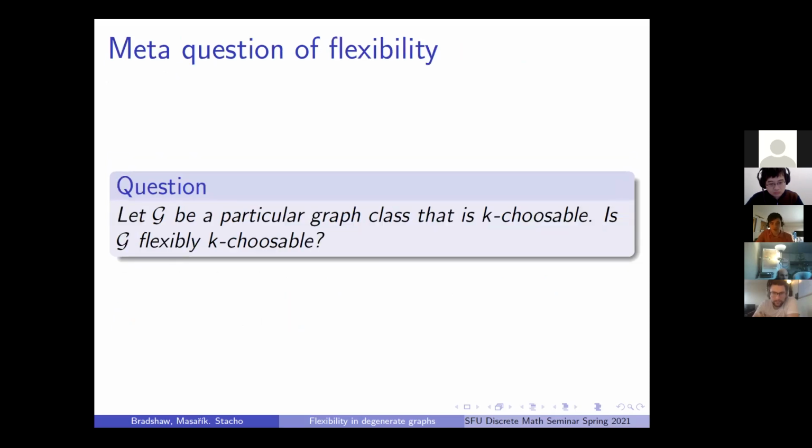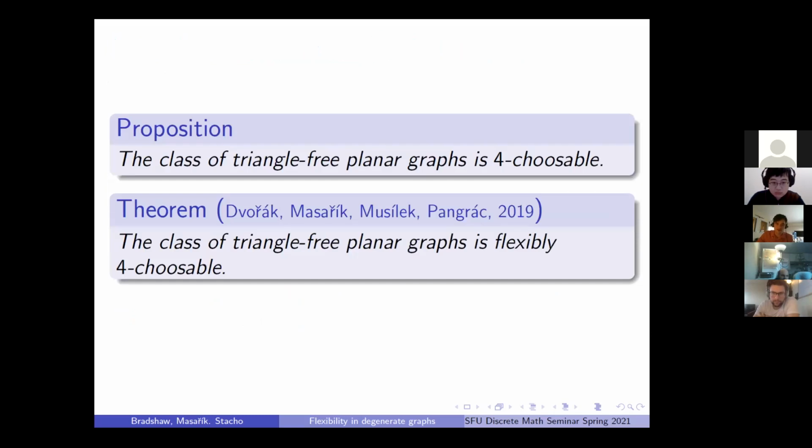Okay, so with that definition in place, now I can introduce what we call the meta question of flexibility, which asks, if G is a graph class that is known to be k choosable, is that graph class also flexibly k choosable? And this question is interesting because sometimes the answer is yes, and sometimes it's no. So that means it's worth considering on individual classes of graphs because you can't be sure what the answer will be.